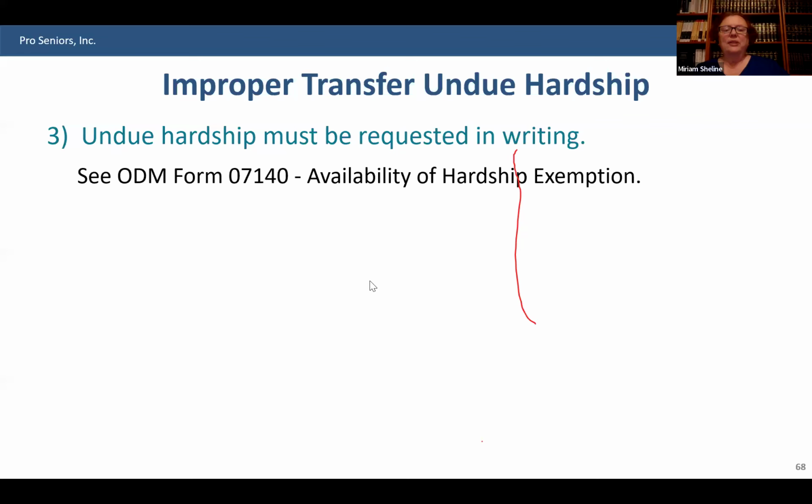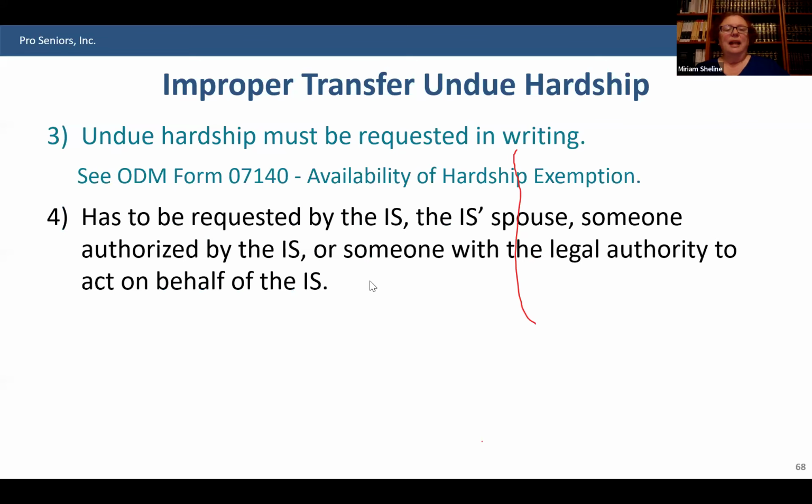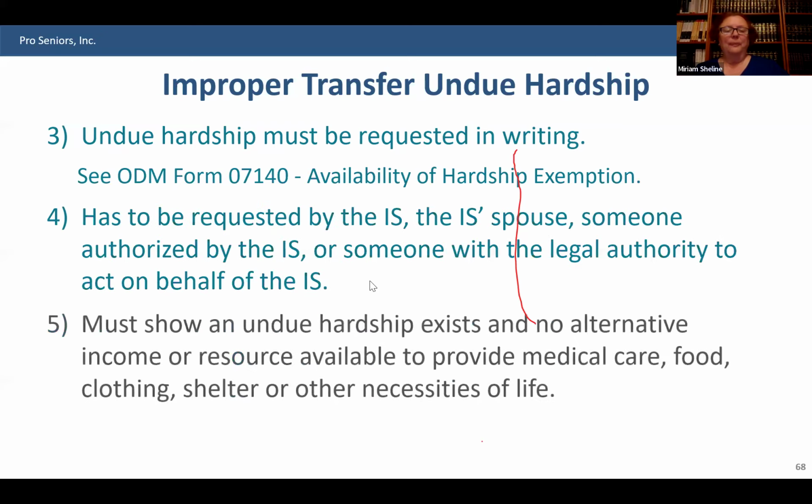It has to be requested in writing. It has to be requested by the Medicaid applicant spouse, someone authorized by the Medicaid applicant, or someone with legal authority to act on behalf of the institutionalized spouse. And you have to show not only the existence of hardship, but there's no alternate income or resources available.